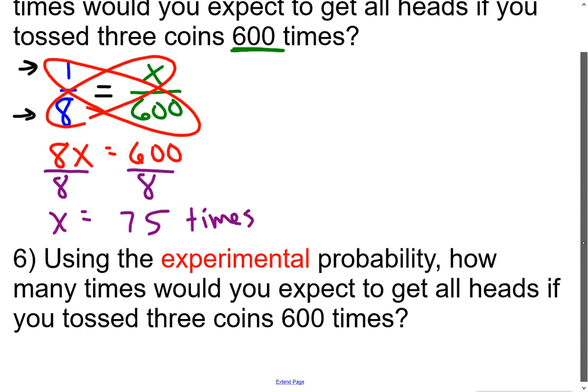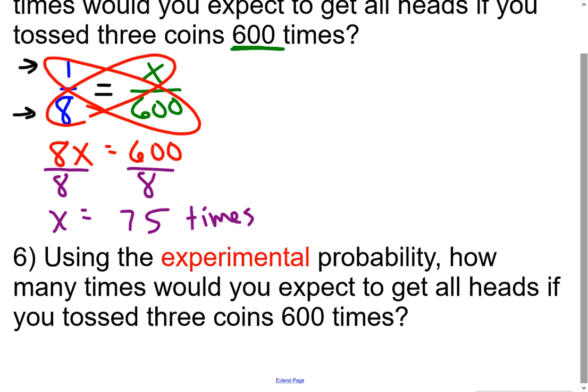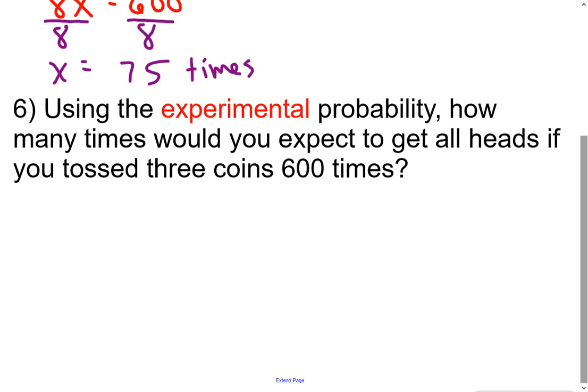Now, what happens if we use my experimental probability? So now we go back to my data. If you remember, when I tossed the coins, my probability of getting 3 heads was 1/20. Remember, I wasn't quite as lucky as theory tells me I should have been. So I get 1/20. Well, the same thing is going to apply. We have these 600 times we flip it. That's our total. Over, well, how many times could I expect if my luck stayed the same?